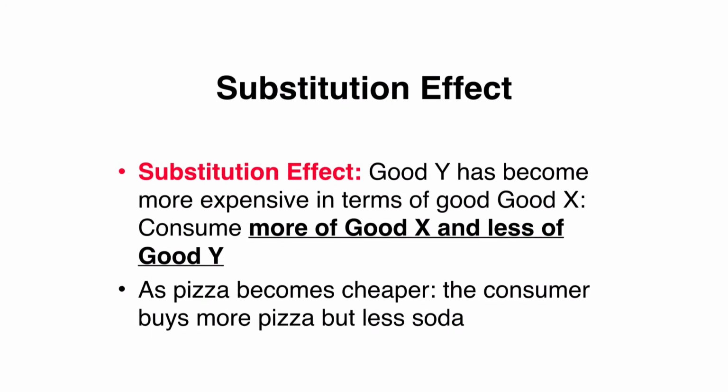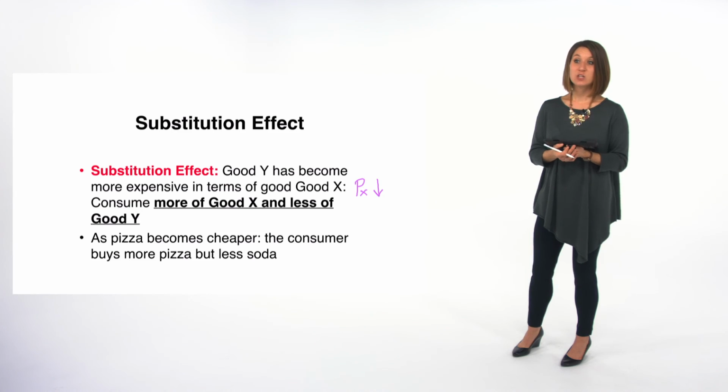In the opposite sense, we have the substitution effect that could also dominate. The substitution effect tells us that good Y becomes more expensive in terms of good X when the price of good X falls. So this is in relative terms. When the price of pizza falls, the amount of sodas that we need to give up for that one pizza is going to be lower. On the other hand, the amount of pizzas that we need to give up to get one soda increases.